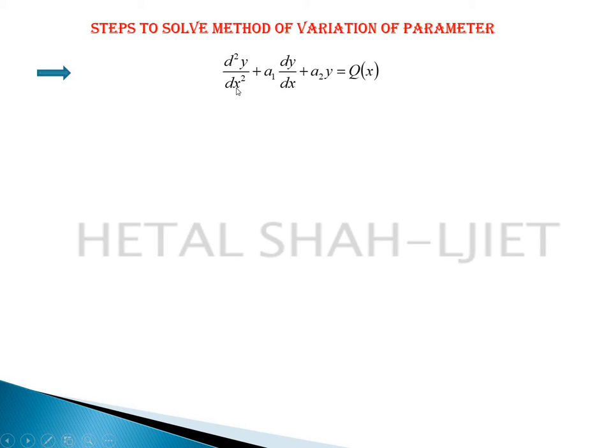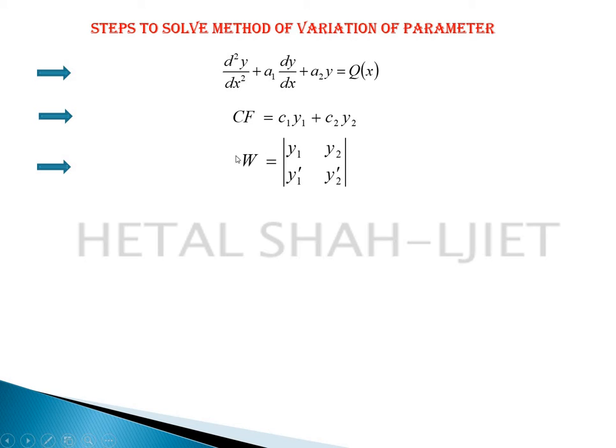Second order, that is d square y by dx square plus a1 dy by dx plus a2 y, where a1 and a2 are constants, with the dependent variable y and the independent variable x. As we know, if our given equation is non-homogeneous, then first we have to find the complementary function, that is CF. Here for the second order equation, our CF is c1y1 plus c2y2.